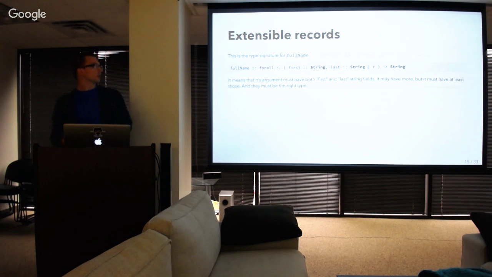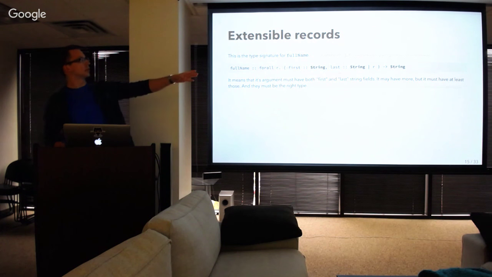So this is what the type signature for that function looks like, and it's a little verbose, but we're going to step through this. So what it means is that we're actually going to start in the middle here at the curly brackets. It says that I need something that has a first attribute that is a string and a last attribute that's a string. And then the pipe R at the end means it can also have anything else. So that means that you can pass in something that has another field like age or birthplace, something like that, and it'll still type check even though it's technically a different thing. And then at the end it says we're returning a string.